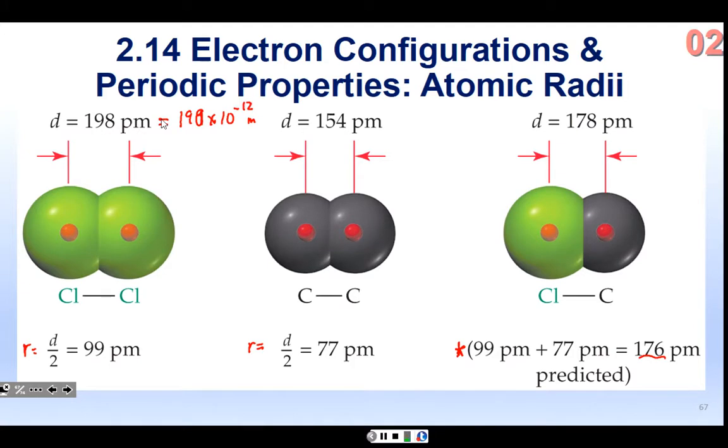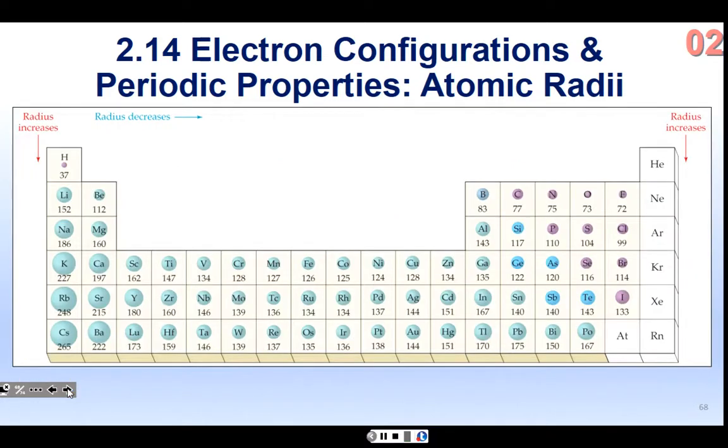So how do those patterns work? Well, chlorine and carbon are different sizes, but why? Well, it has to do with all these things we've learned about electrons and protons, etc. So next picture. This chart gives us a generalization that works quite nicely to show you where the largest and the smallest atoms on the periodic table are.